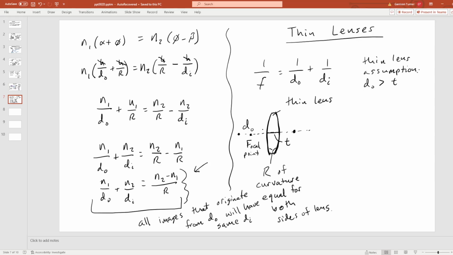What this means is that any light that has originated from D naught that goes through the lens will have specific properties with respect to this focal point. It'll depend on whether your object is nearer to the lens than the near focal point, or further away. But the bottom line is that it has a symmetric set of focal points, and the distance from the lens to either of the focal points is what we call the focal length.